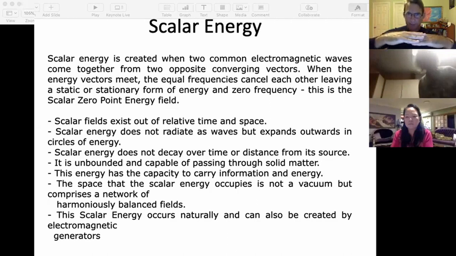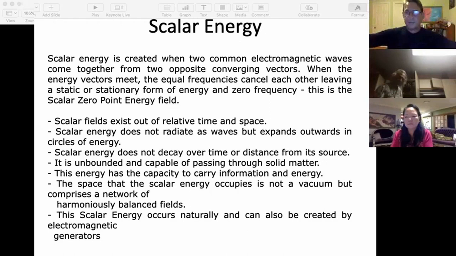And these scalar waves are basically like compression longitudinal waves, a bit like sound waves. So they radiate out in all directions, as opposed to electromagnetic frequencies, which travel in a particular vector in a straight line. But when those two straight lines come together and match, they can neutralize to create the circular standing waves, which is what we call the scalar zero point field. Now, this scalar field exists outside of relative time and space, and this is why we can access the higher dimensions of consciousness beyond the interference of the Earth's electromagnetic field. So they expand out in circles.